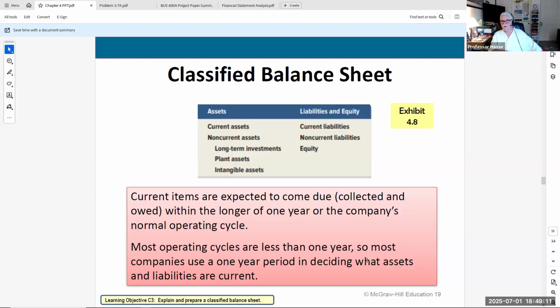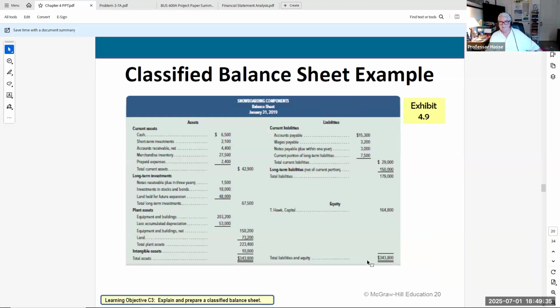In assignment 2, all I had you do is list all the assets and list all the liabilities. In assignment 3, I want you to tell me which of those assets are current, a life of less than 1 year, and which of those assets are longer or non-current with a year or over 1 year of life. The same thing with liabilities. And it's not that difficult. Here's a classified balance sheet.